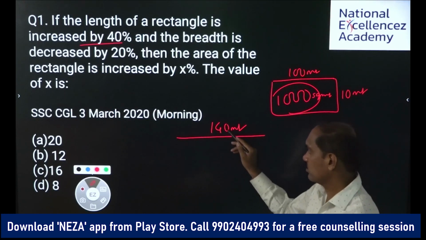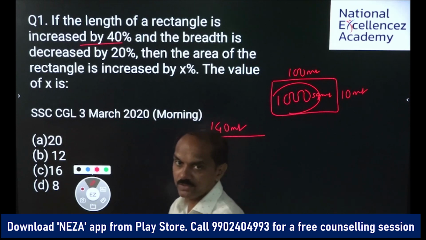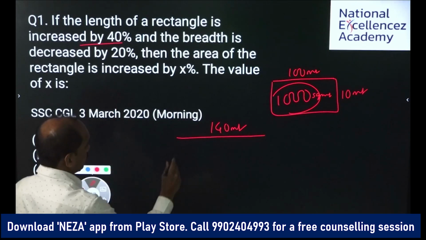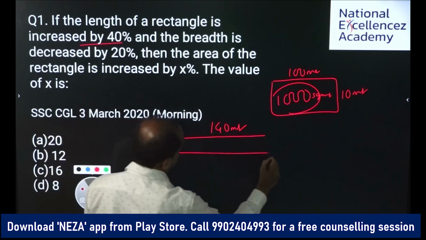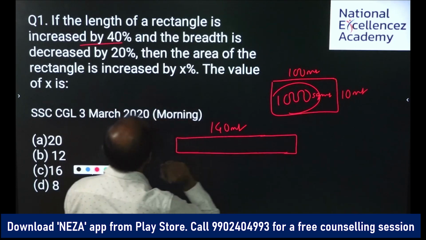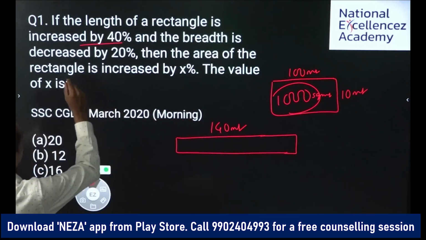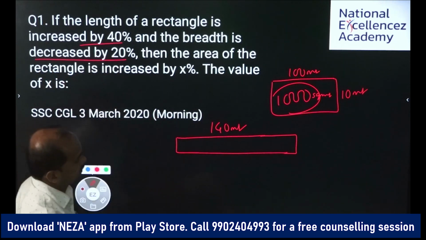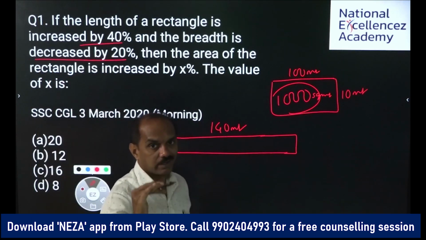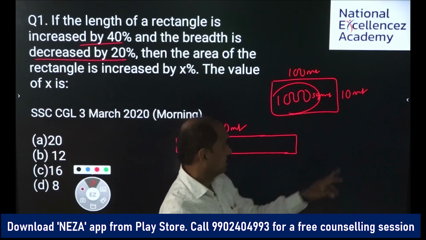The new length of the new rectangle is 140 meter. Now the breadth is reduced or increased. The breadth is decreased by 20%. 20% reduction in the breadth.